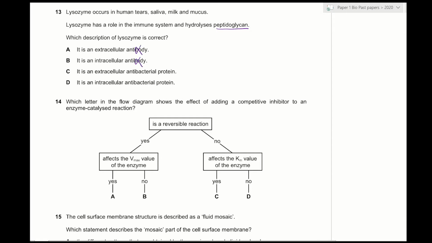Antibody is incorrect, it's an enzyme. C. It is an extracellular antibacterial protein. Yes, it is a protein because enzymes are proteins. And it's extracellular because it says it occurs in human tears, saliva, milk, and mucus. And these are secreted by glands, so it's extracellular. And the answer is going to be C.